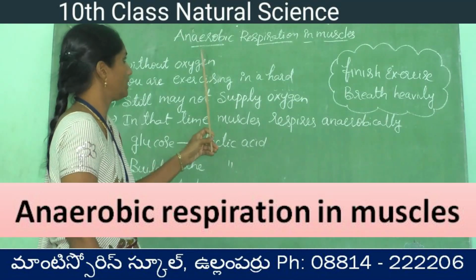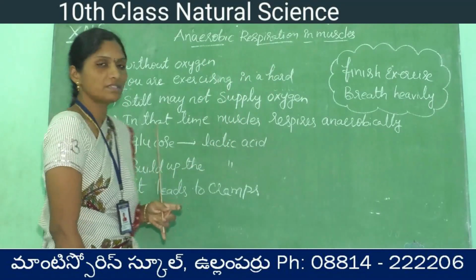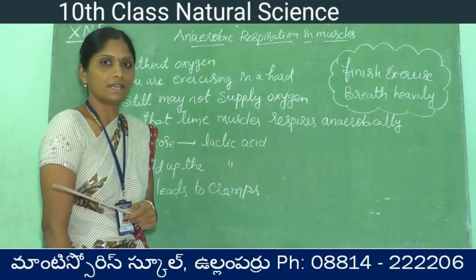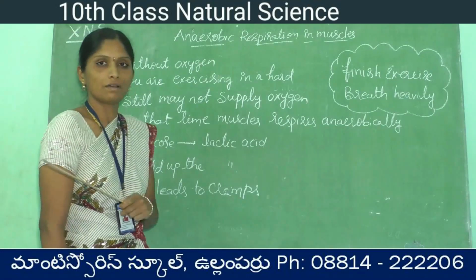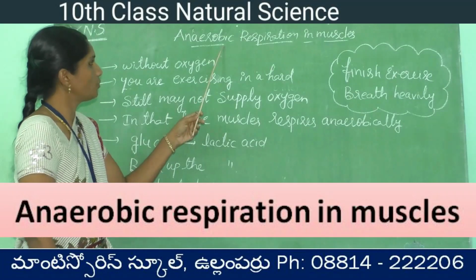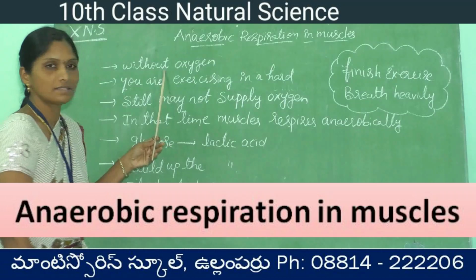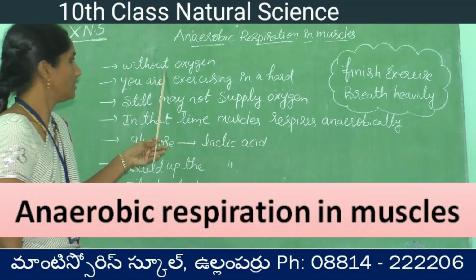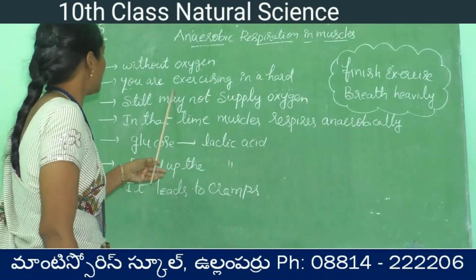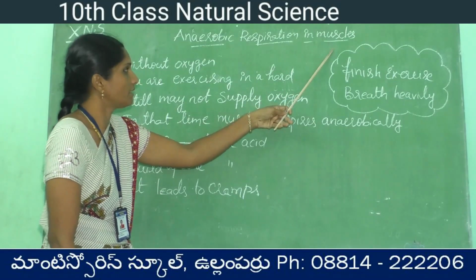The next subtopic is anaerobic respiration in muscles. Examples of anaerobic respiration occur in organisms like yeast, bacteria, and human or animal muscles. What is anaerobic respiration? Anaerobic respiration means without oxygen. It occurs in muscles.